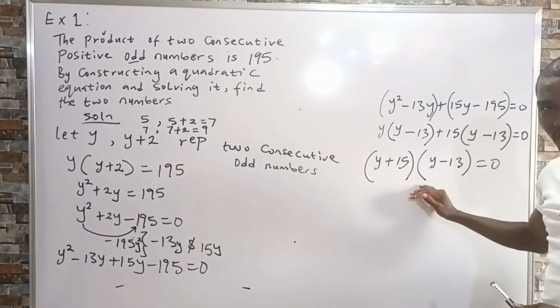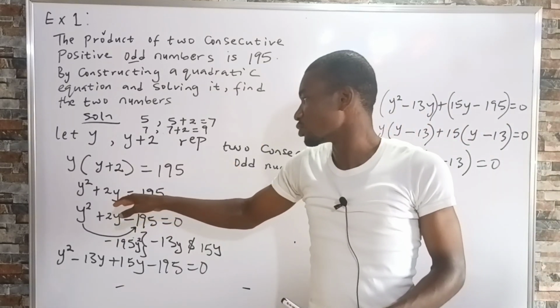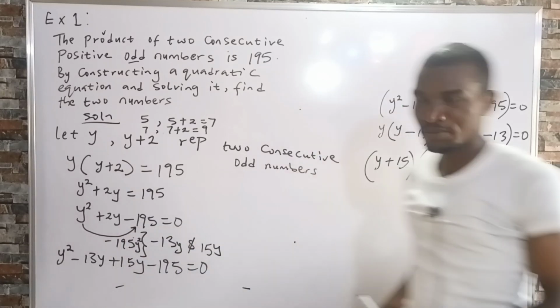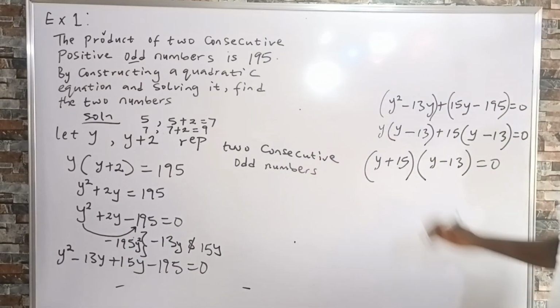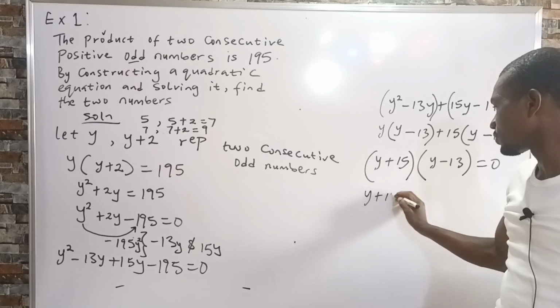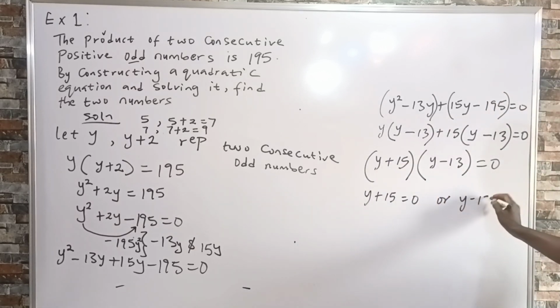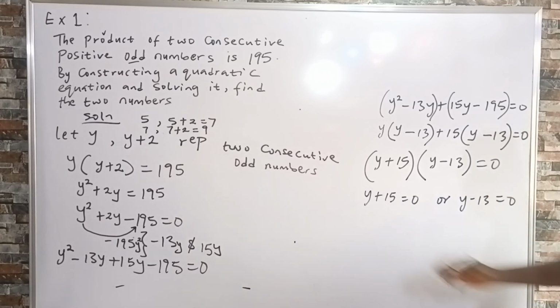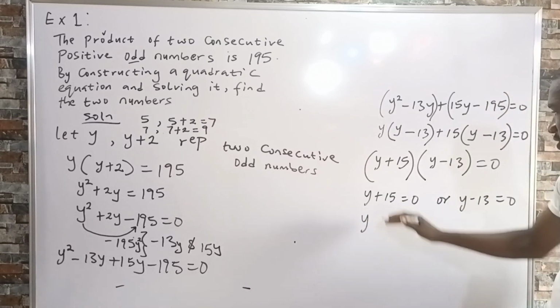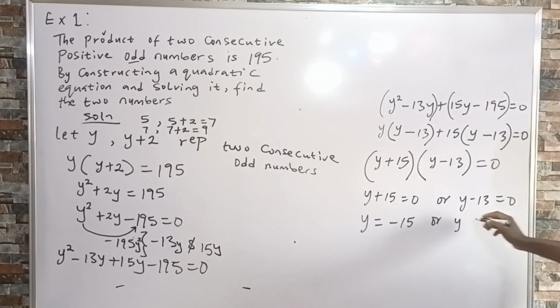The implication of this is that if you open up this bracket, it's still going to result in this quadratic equation here. So that is the power of this. If this or this is equal to 0, the implication is that y plus 15 is equal to 0, or y minus 13 is equal to 0. Such that if you make y the subject of this equation, it will be negative 15. Or if you make y the subject here, it will be positive 13, that is, adding 13 to both sides of the equation.